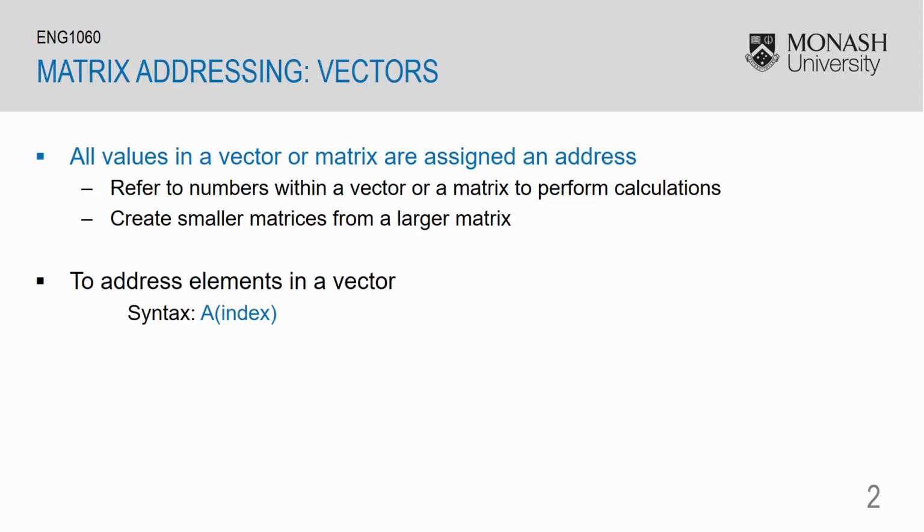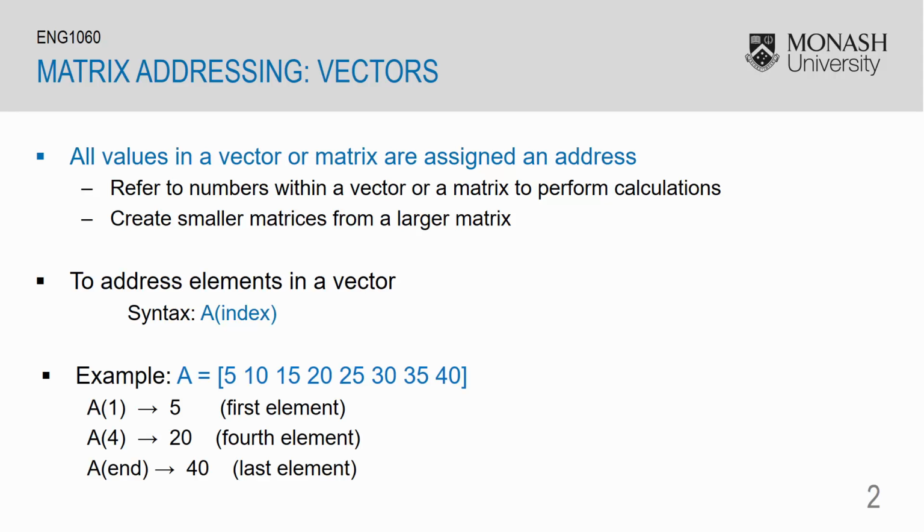The syntax to address an element in a vector is to refer to the vector variable name and then in parentheses the index of the element. An example is provided here. The vector A is created containing the values 5 to 40 with a step size of 5. I've created it with manual input so it will be easier for you to identify the connection between the syntax and the result. We can reference the first element of A by stating A bracket 1. So this means the first element of A, which is 5.